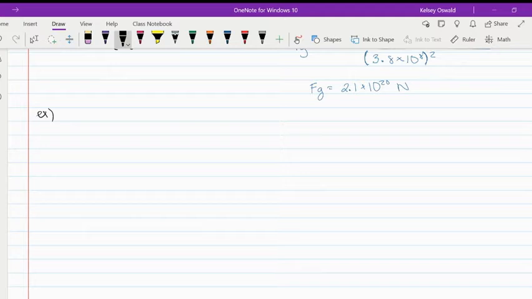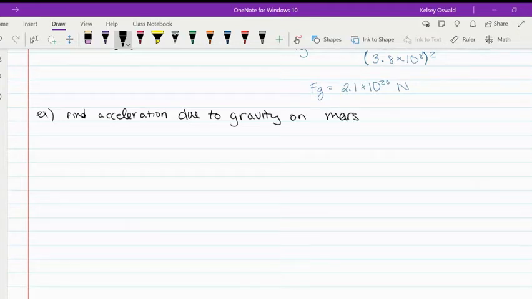All right, let's say we wanted to find the acceleration due to gravity on Mars. All we're given is that the mass of Mars is equal to 6.4 times 10 to the 23rd kilograms, and the radius of Mars, so the distance from the center to the surface, is 3.4 times 10 to the 6 meters.